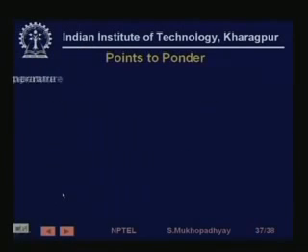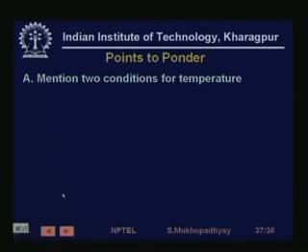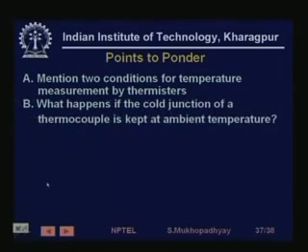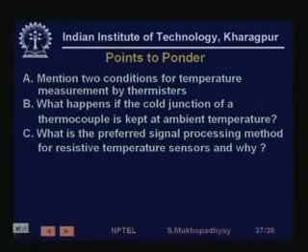So, points to ponder: you can mention two conditions for temperature measurement by thermistors. Under what condition? We have told it many times during the lecture. What happens if the cold junction of a thermocouple is kept at ambient temperature? Why do you do cold junction temperature compensation at all? What is the preferred signal conditioning method for resistive temperature sensors and why? Why always Wheatstone's bridge? What is the basic advantage of Wheatstone's bridge?